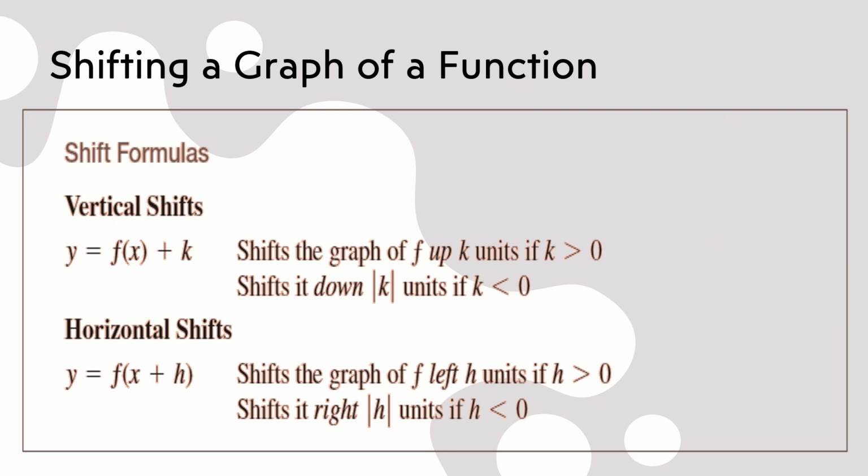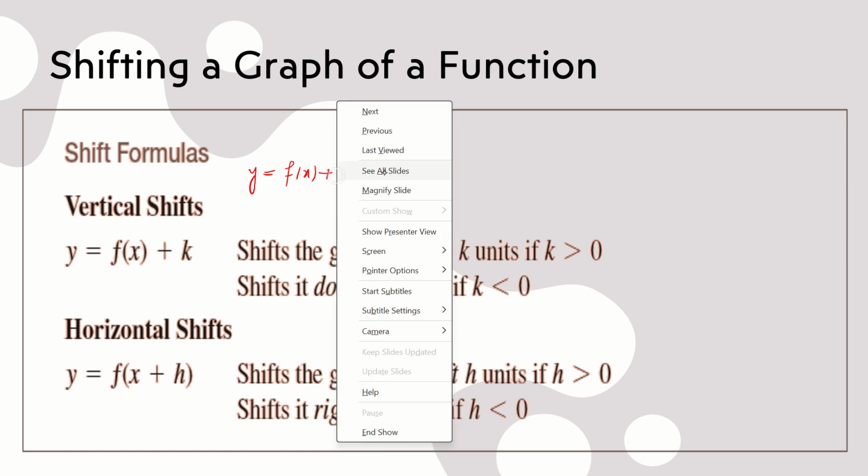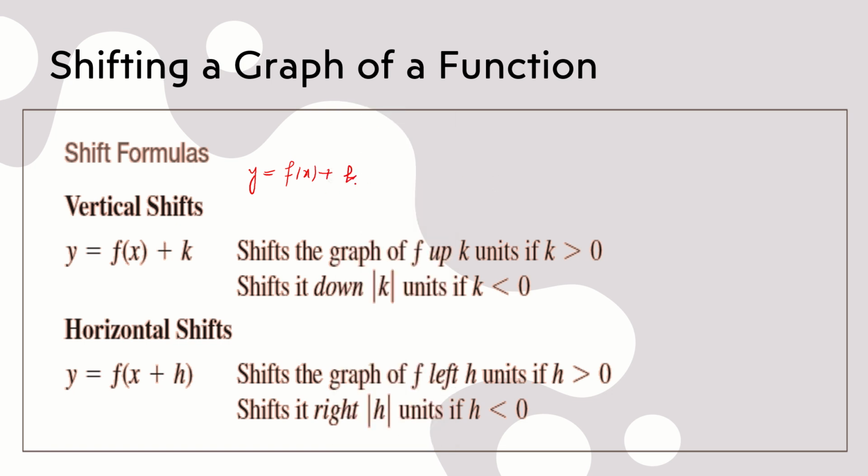So if we know the graph of a function y is equal to f of x, what would happen if we add a number with this function, f of x plus k, where we say k is a positive number, or we can say subtracting a number k from y? So what would happen if we know the graph of y is equal to f of x? This graph will be shifted k units upward.